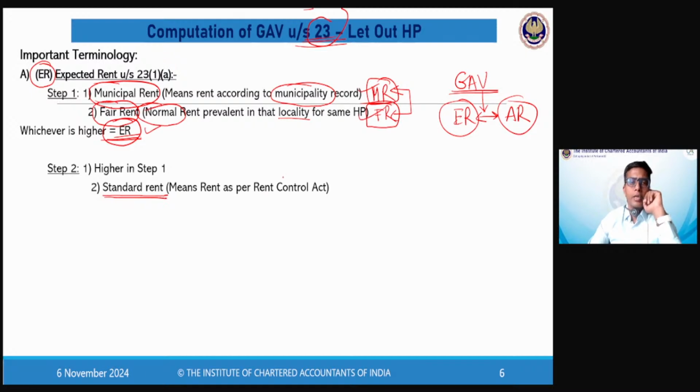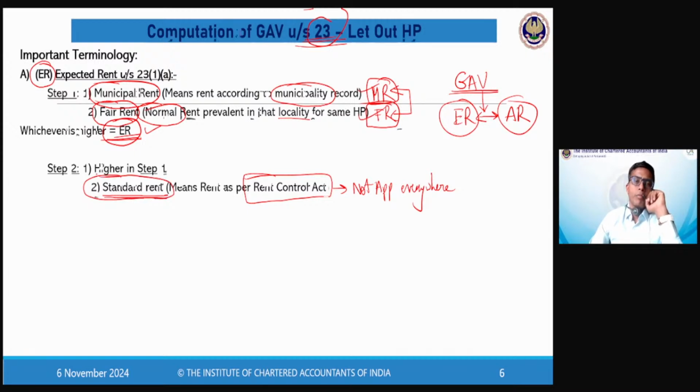Now this is the rent which is fixed by the Rent Control Act. Let me inform you, Rent Control Act is not applicable everywhere. Everywhere in our country, Rent Control Act is not applicable. It means you will not have standard rent in all cases, because standard rent is the rent fixed by the Rent Control Act. And obviously it is fixed by the Rent Control Act only for those areas where it is applicable.